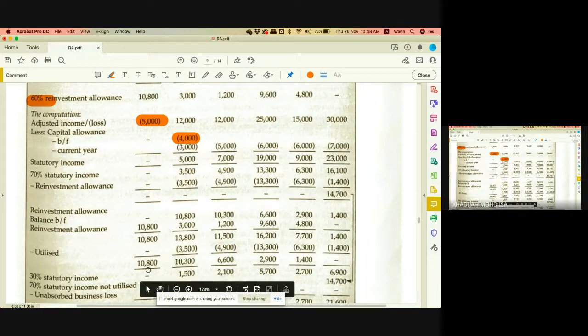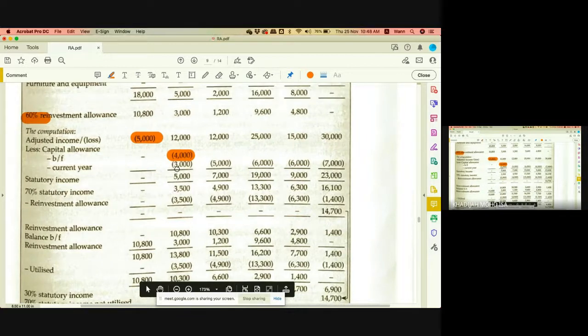All right. So let's go to the SI, compute the SI first. All right. So you have brought forward 4,000 plus 3, 7,000. So you have income of 12. So that's why you have statutory income of 5,000. Right. 5,000, 70% is 3.5. So we do the SI first, right?